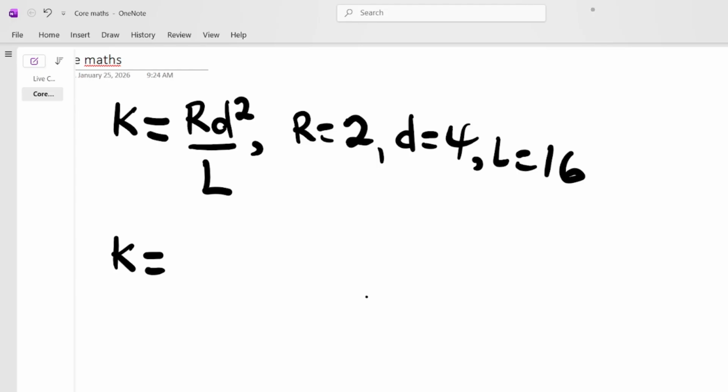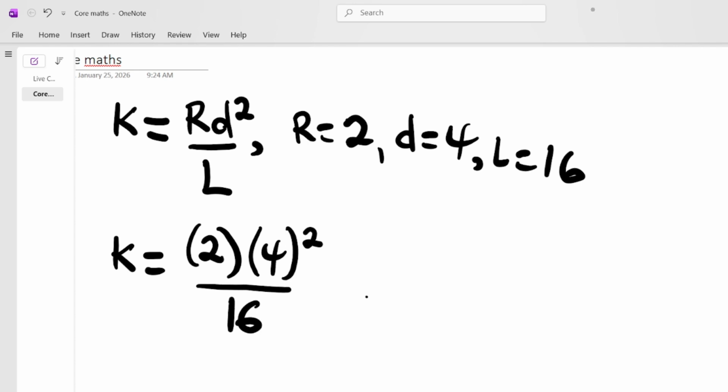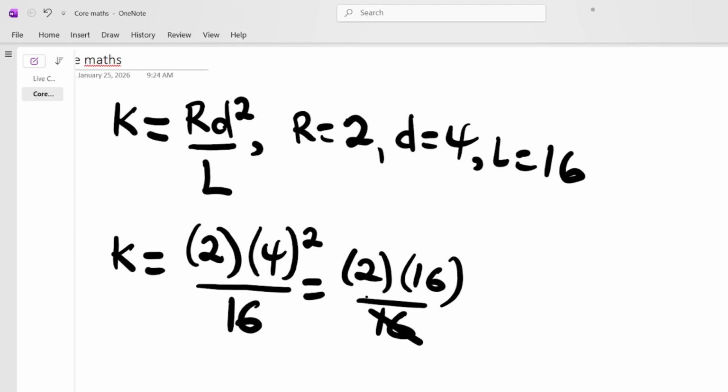So k is equal to r, which is 2. I'm going to put 2 there. D is 4, squared. You see, I'm able to manage this better. All over 16. So what does this give me? 2 will be there, because I need to do the exponential first. That will be 4 squared, that will be 16 all over 16, and this 16 cancels this 16, it will be left with 2. So this is the final answer.